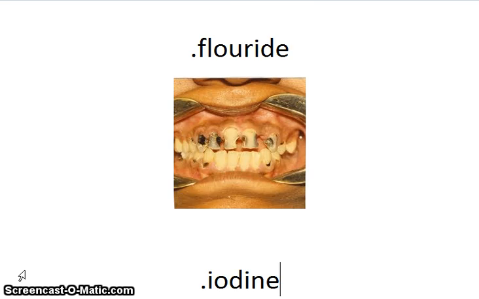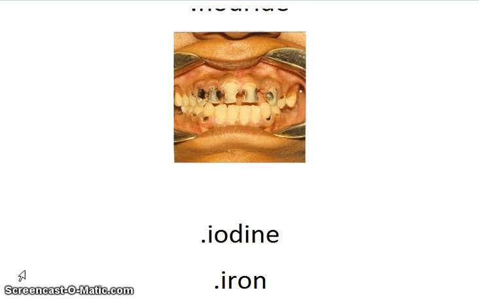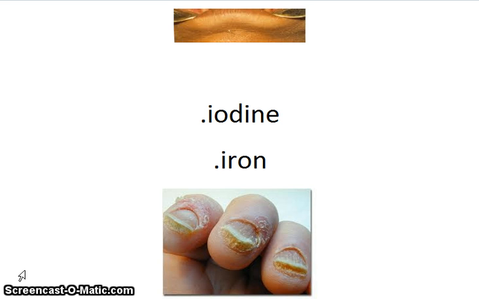Next is iodine deficiency. Iodine deficiency, as we all know, causes cretinism and goiter, especially thyroid enlargement. And the marker for this is a decrease in T4.